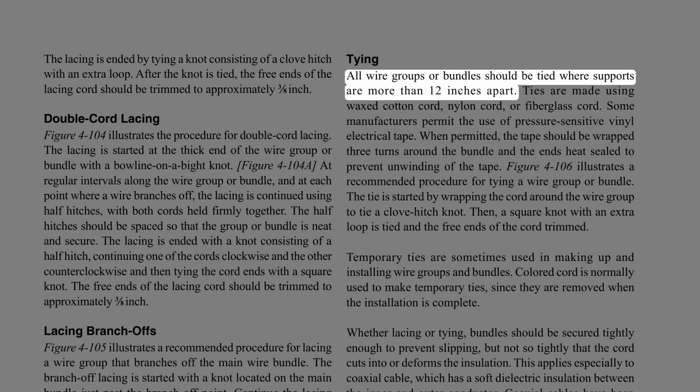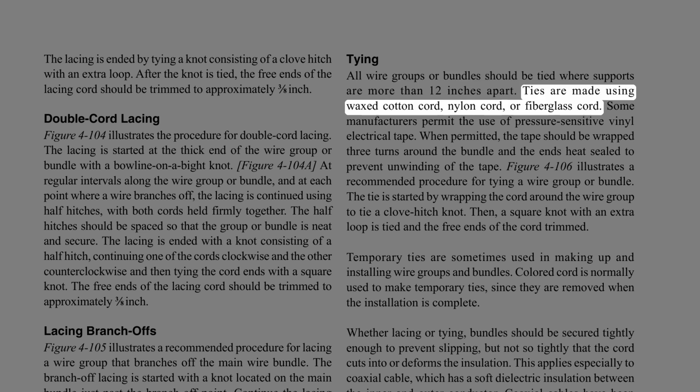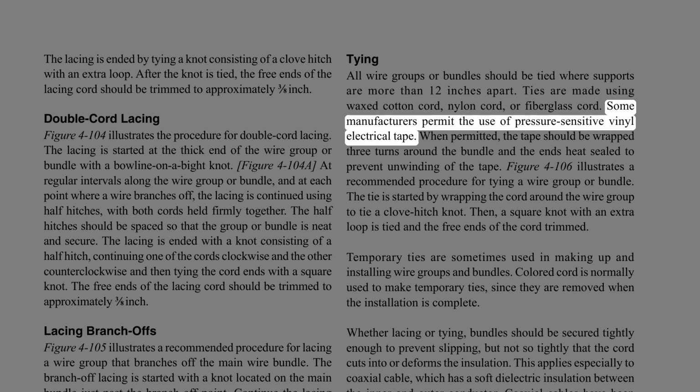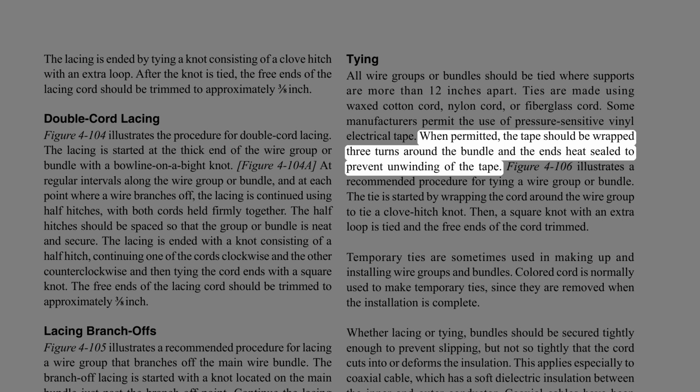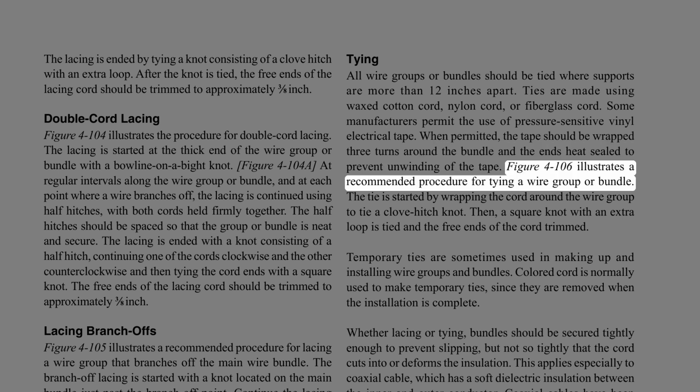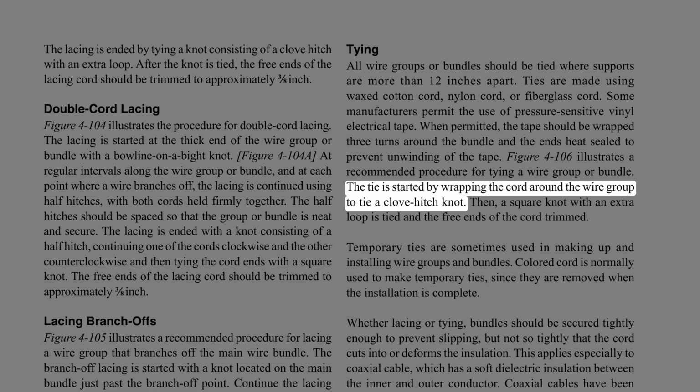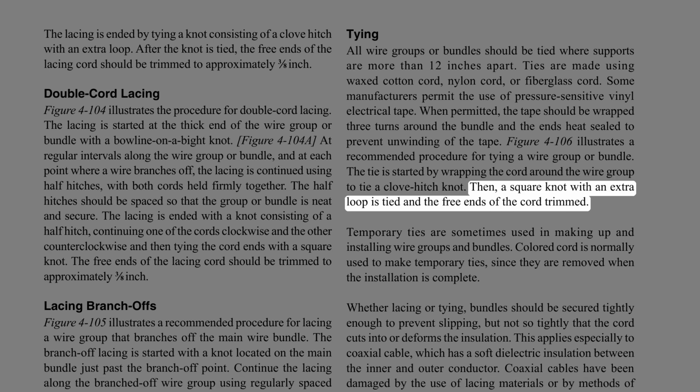Tying. All wire groups or bundles should be tied where supports are more than 12 inches apart. Ties are made using waxed cotton cord, nylon cord, or fiberglass cord. Some manufacturers permit the use of pressure-sensitive vinyl electrical tape. When permitted, the tape should be wrapped 3 turns around the bundle and the ends heat sealed to prevent unwinding of the tape. Figure 4-106 illustrates a recommended procedure for tying a wire group or bundle. The tie is started by wrapping the cord around the wire group to tie a clove hitch knot. Then, a square knot with an extra loop is tied and the free ends of the cord trimmed.